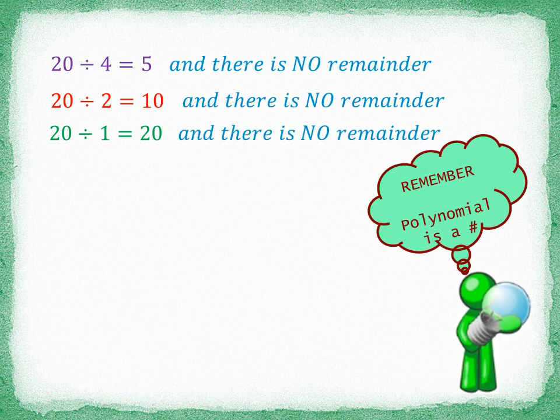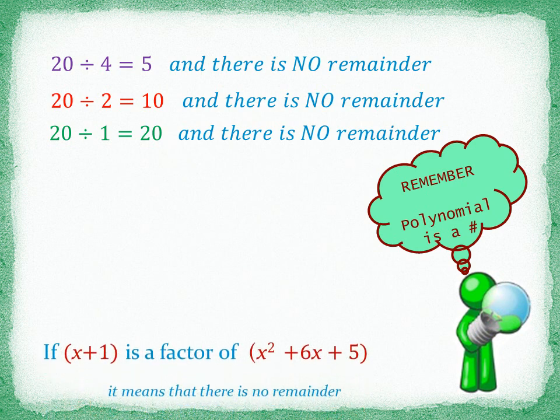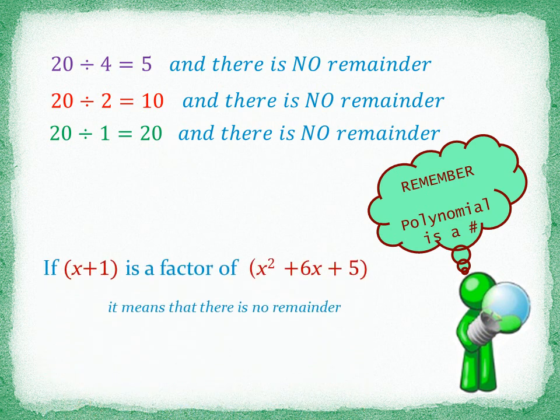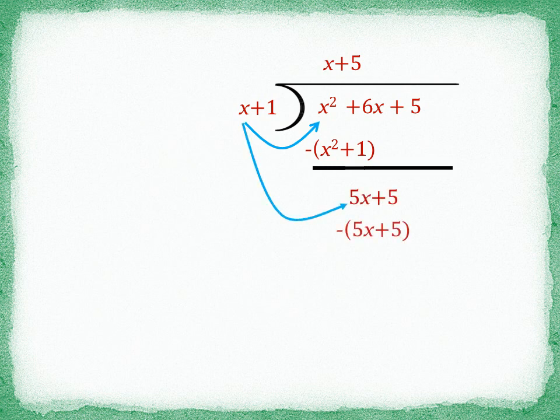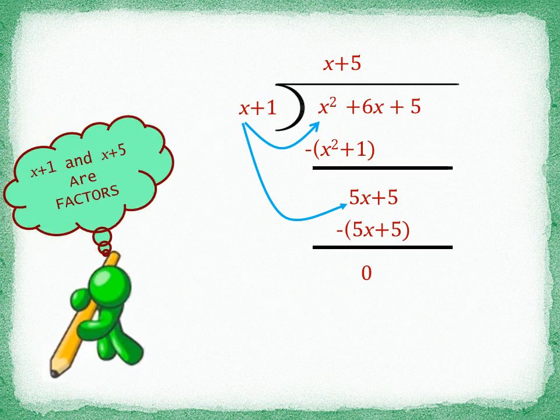So remember that the polynomial is just a number. That means if x plus 1 is a factor of x squared plus 6x plus 5, it means that there is no remainder when you divide x squared plus 6x plus 5 by x plus 1. Now let's divide it for real. X squared plus 6x plus 5 divided by x plus 1 will give you x plus 5 as a result and no remainder. That means that x plus 1 and x plus 5 are factors of x squared plus 6x plus 5.